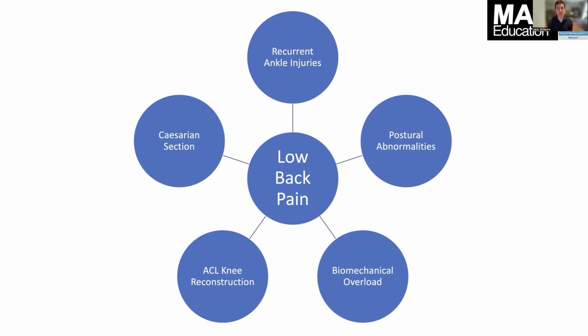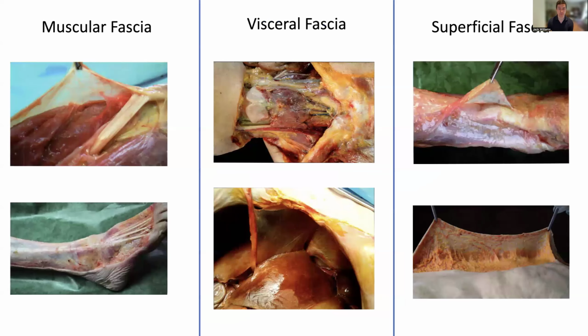Now, all of these types of problems can create dysfunction within the fascial tissue that can affect biomechanics. It can lead to dysfunction not only within that area, but also in other adjacent areas that can contribute to someone's presentation, due to the connections of the fascial system.